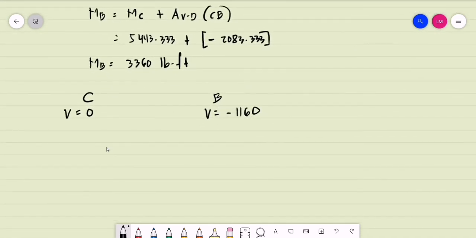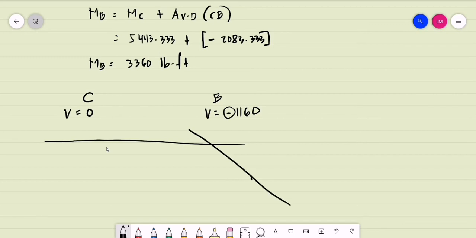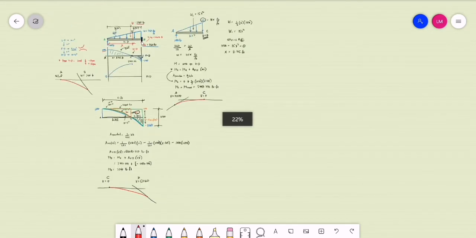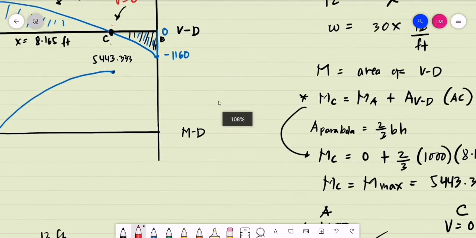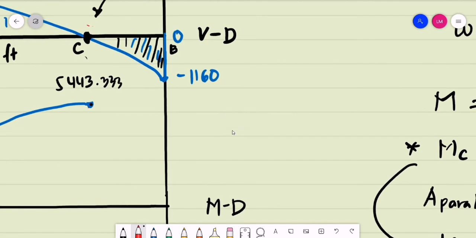At C, the shear is equal to 0. That is a 0 slope, so it corresponds to a horizontal tangent line. At B, we have a negative slope, that is a tangent line drawn downward to the right. If we connect these 2 tangent lines using a curve, it should be a curve that opens downward, and it should be a 3rd degree. So from 5,443, we go down and the curve should open downward. We go down to a magnitude of 3,360 pounds-foot.